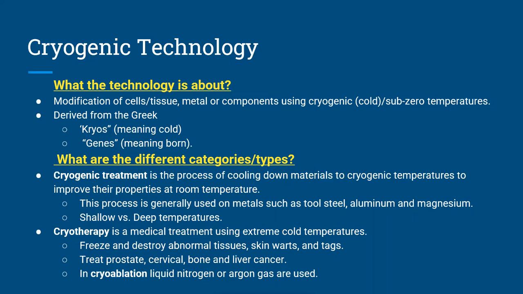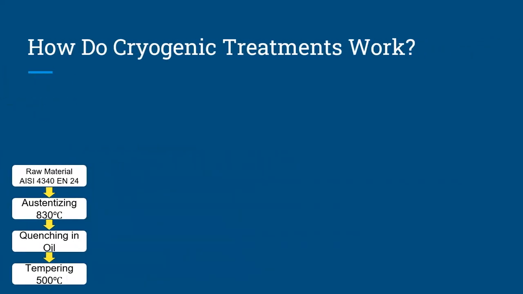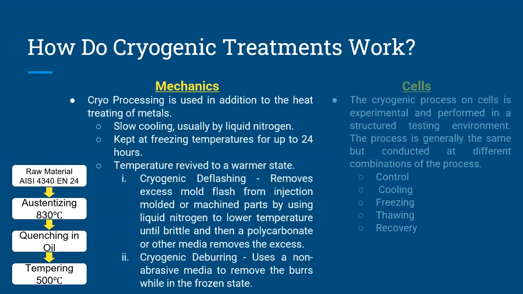Cryotherapy is also known as cryoablation, where gases are used. Cryoprocessing is used in addition to the heat treating of metals. This is a process we will see in a video on the next slide. This process of metallurgy for the specific AISI metal is shown in the image in the lower left corner.